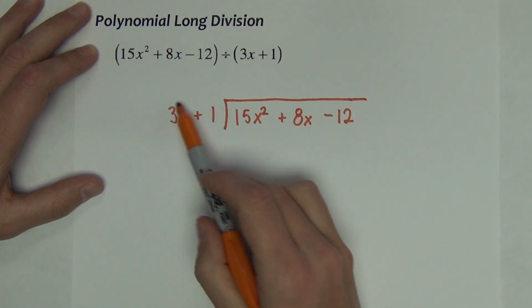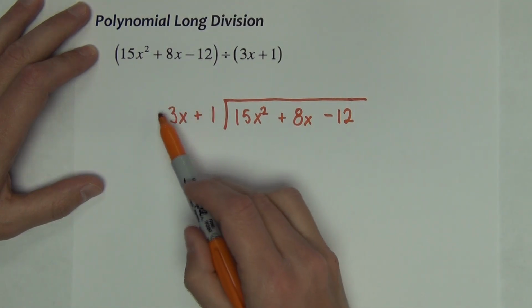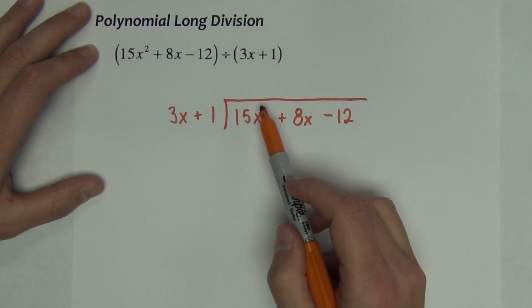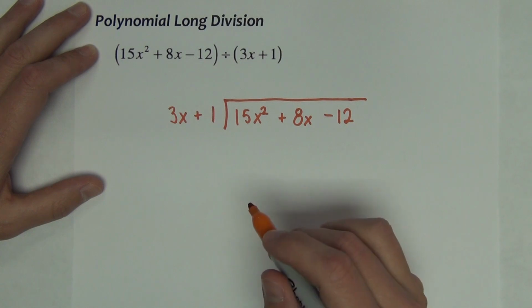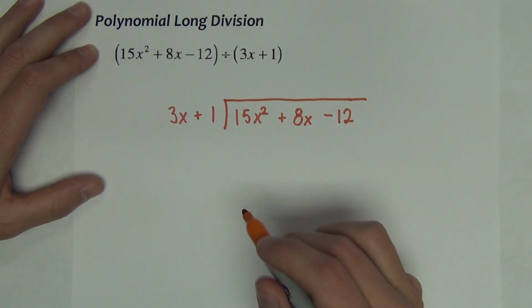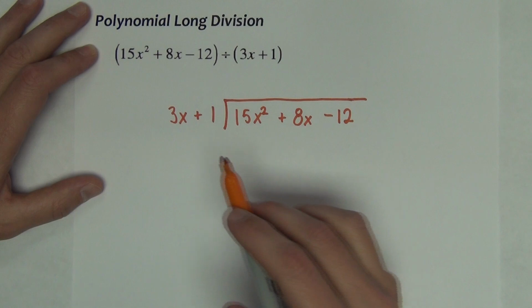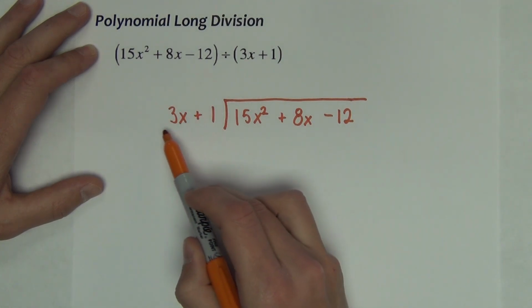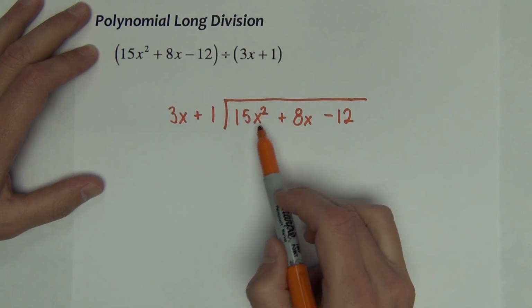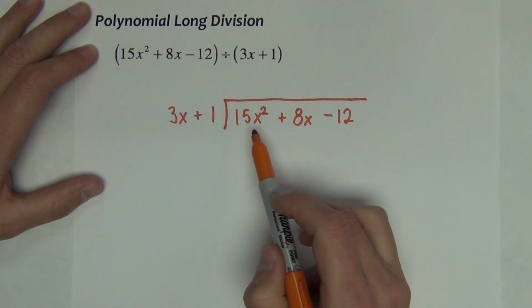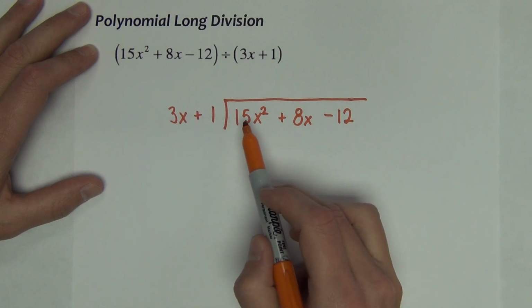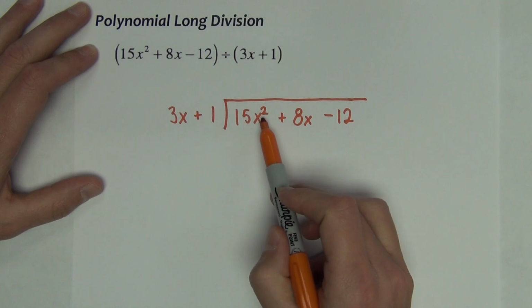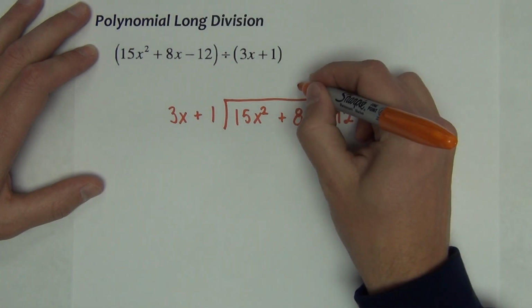So we'll start with the first term here, the 3x. How many times does 3x go into 15x squared? Or another way to ask the question, and this might be the better way to ask it with polynomials, is what can I multiply this first term by to get to this first term? The answer would be that I would multiply 3 times 5 to get to 15, and I would multiply x times x to get to x squared. So I need to multiply by 5x.